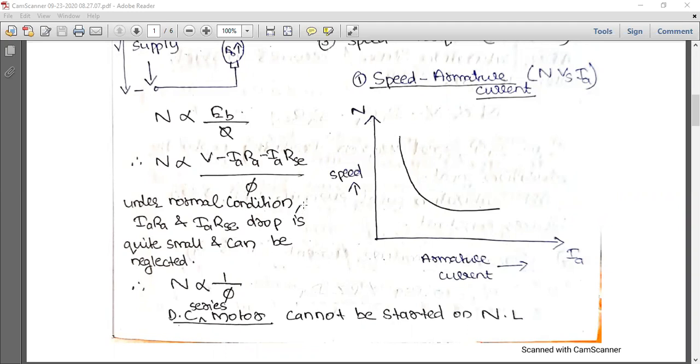Because when the armature current increases, the flux will also increase. In that case, the speed decreases. Why? From this equation, N is proportional to EB by phi.